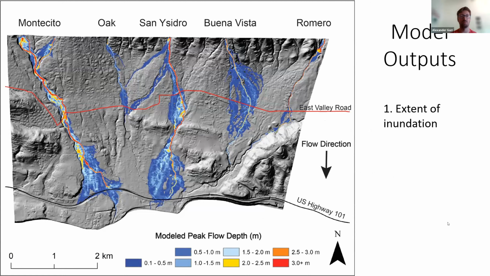So in this example here, once again from Montecito, we see everything that's in color from blue to red has experienced some flow throughout the course of the simulation. And then second, it provides information regarding peak flow depth. So this is really important information for identifying which areas are the most susceptible to the most severe impacts of post-wildfire debris flows. So in this example, areas that are in cooler colors are areas that experience lower flow depths, and those in warmer colors experienced higher peak flow depths.